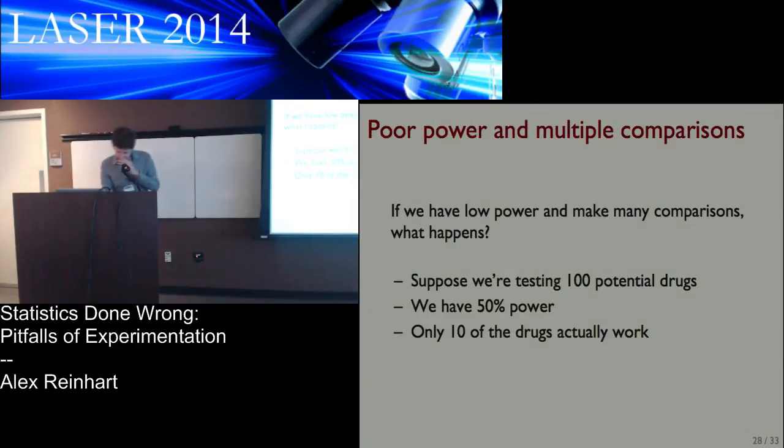So let's sort of wrap these problems together and look at what's the overall impact. If I have low power and I make many, many comparisons, what's going to happen to me? Now here I have to revert back to a drug example, a medical example. But you can imagine applying this to many of the papers, like at SOUPS or other conferences. Suppose I'm testing 100 potential drugs, cancer drugs, say.